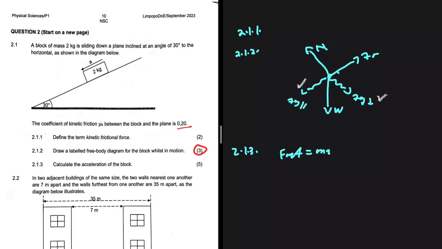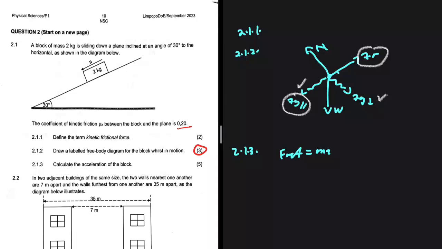We have Fg parallel and we have the frictional force. Those are the two forces we are interested in. Why am I saying so? Our object is moving parallel to the incline, so we are only interested in the forces that act parallel to the incline.